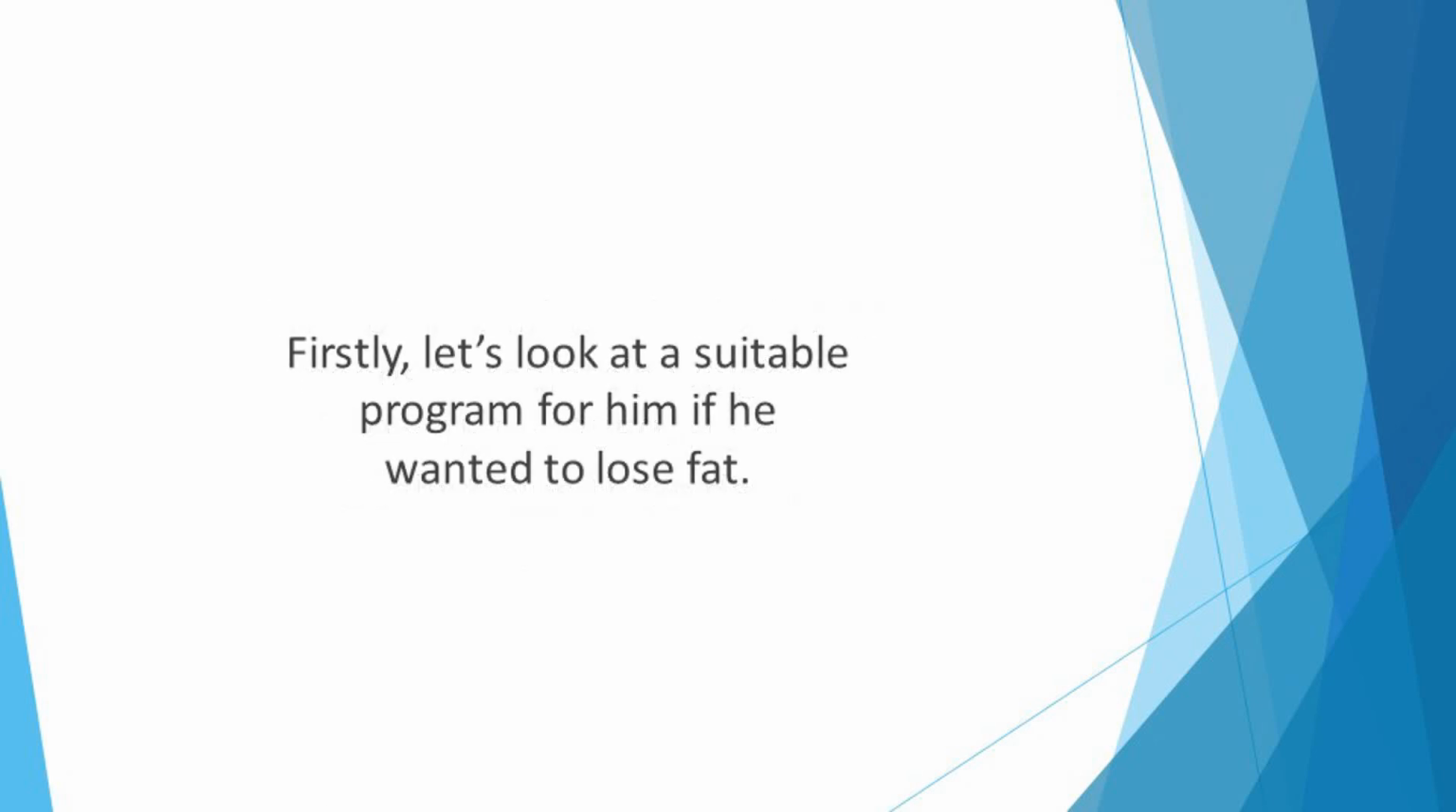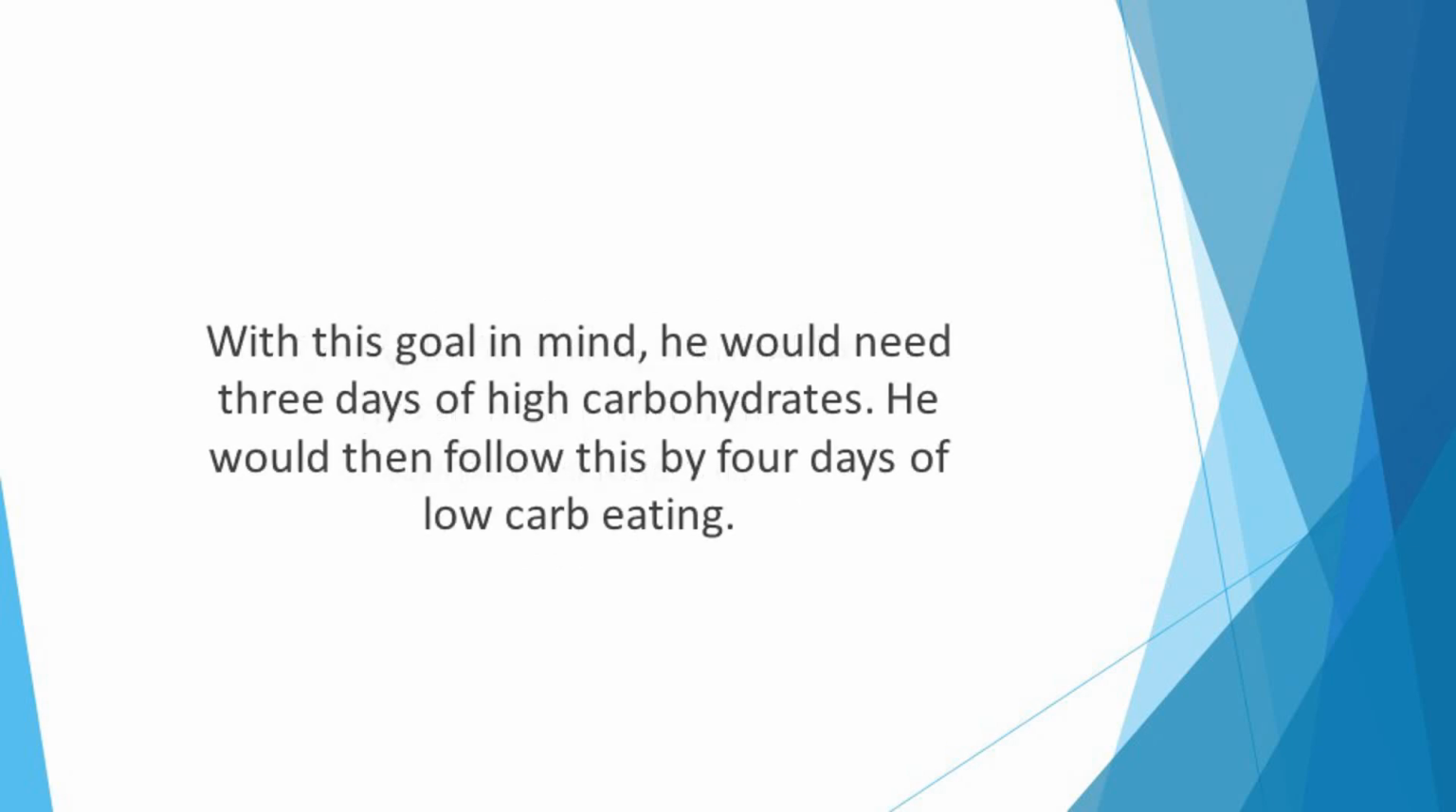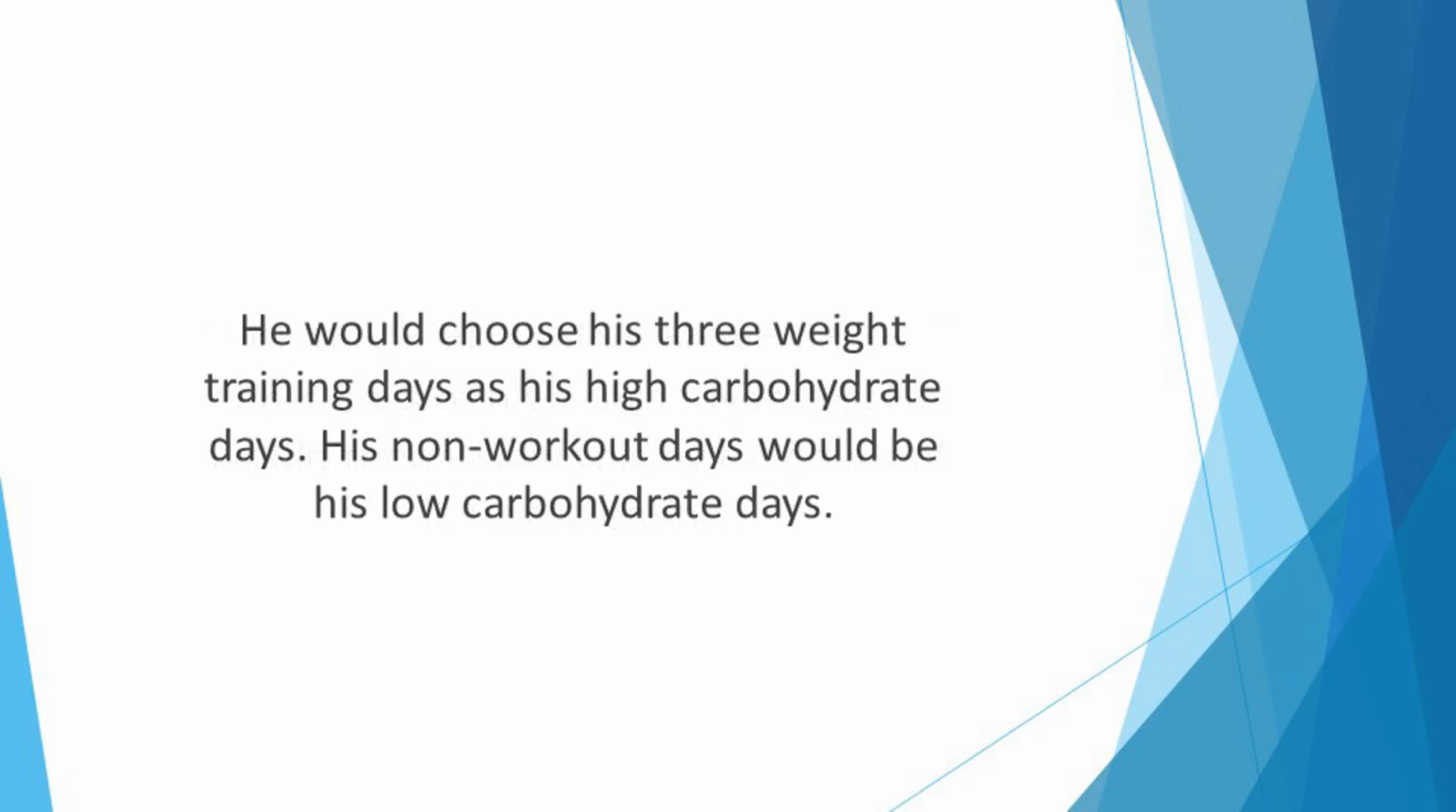Firstly, let's look at a suitable program for him if he wanted to lose fat. With this goal in mind, he would need 3 days of high carbohydrates. These would be at the level of calories required for maintenance. He would then follow this by 4 days of low-carb eating. These 4 days would all be 600 calories below his maintenance figure. He would choose his 3 weight training days as his high carbohydrate days. His non-workout days would be his low carbohydrate days.